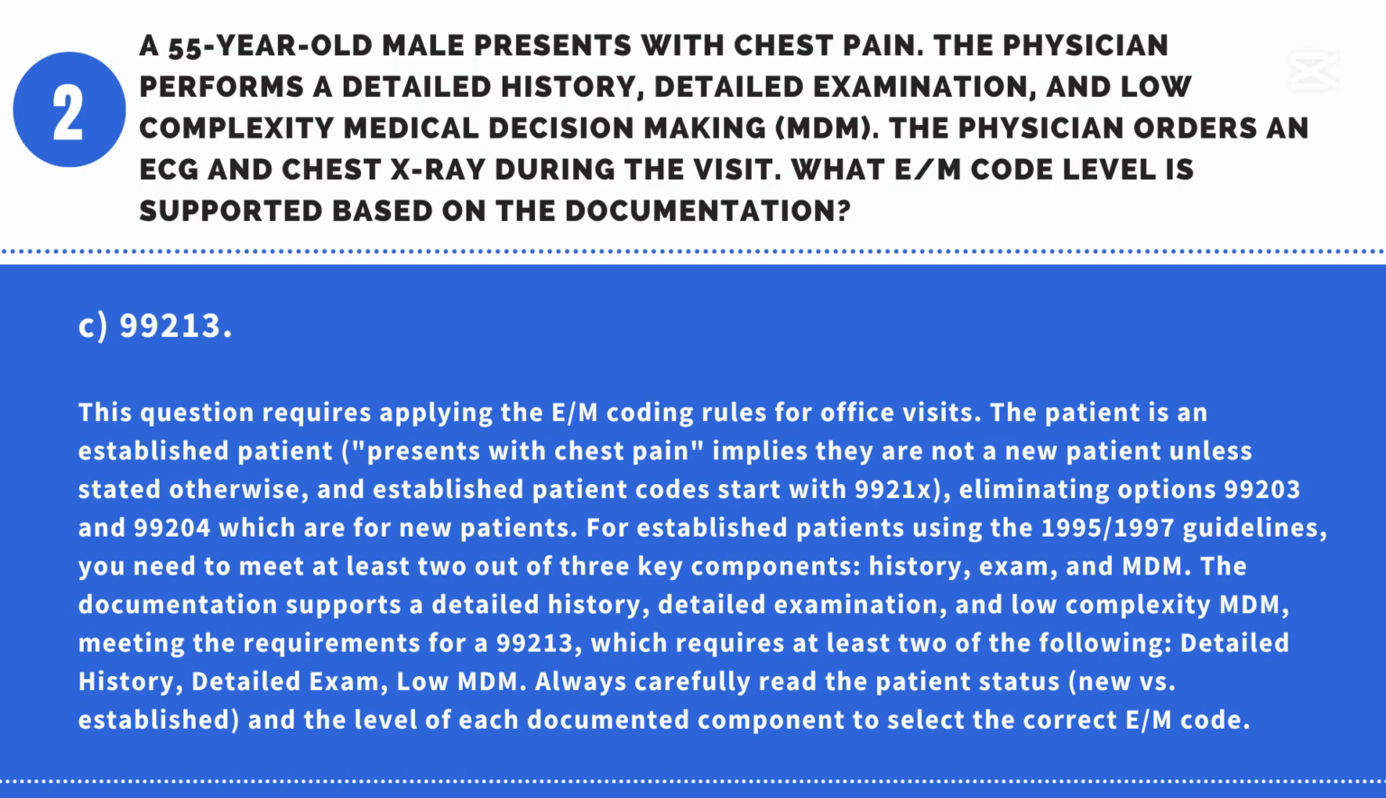Answer: C. 99213. This question requires applying the E/M coding rules for office visits. The patient is an established patient, as presenting with chest pain implies they are not a new patient unless stated otherwise, and established patient codes start with 9921X, eliminating options 99203 and 99204, which are for new patients.